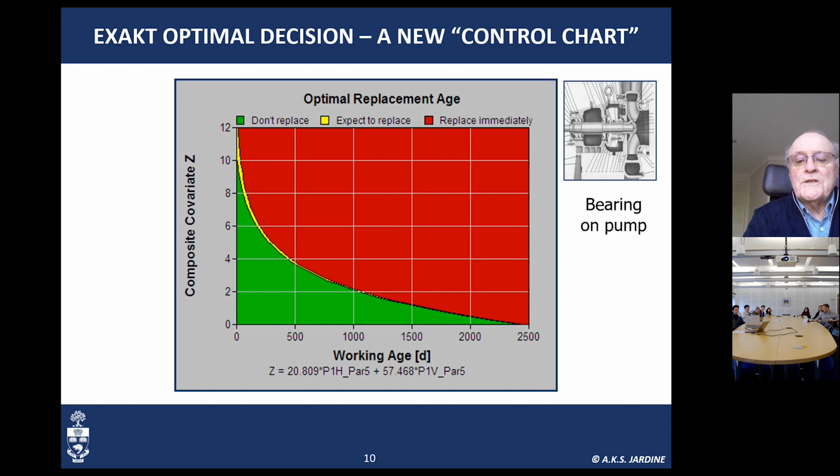So on the x-axis here, you have the age of the item at inspection, and this decision chart comes from a bearing on a pump. It was a particular bearing, and so at the time of inspection, we knew its age. And so every time, we knew the key risk factors.